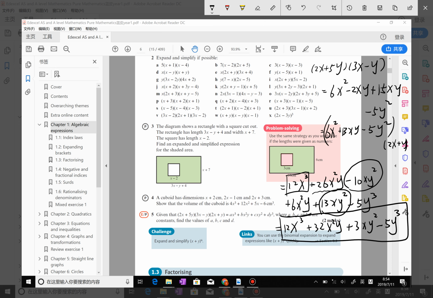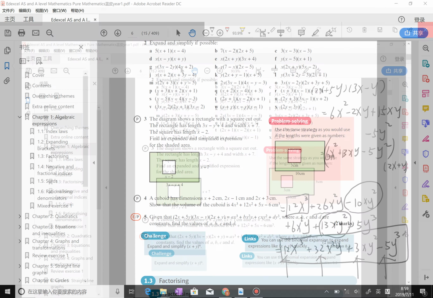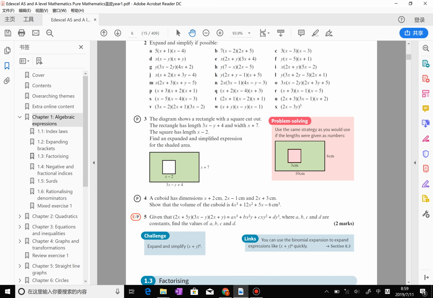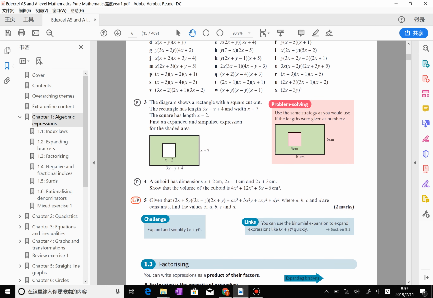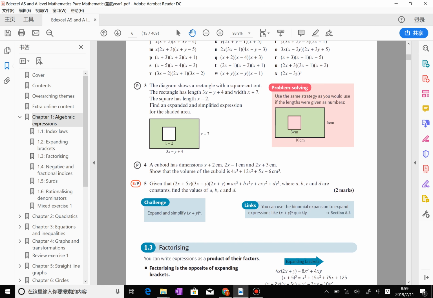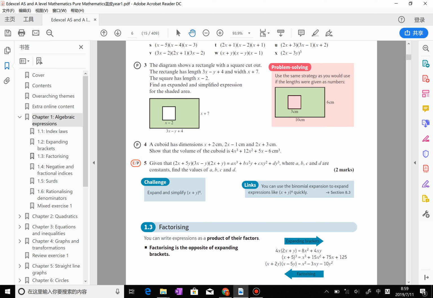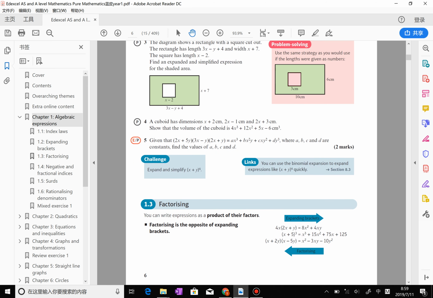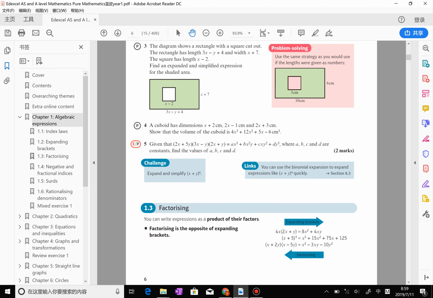So we can find each coefficient. A equals 12, B equals 32, C equals 3, and D equals -5. Okay, so we have finished the exercises here, and this is the end of this tutorial. And in the next tutorial, we're going to finish 1.3 in chapter 1.